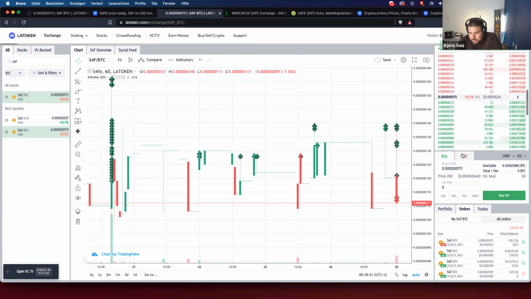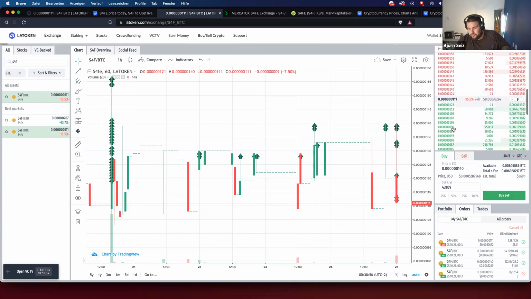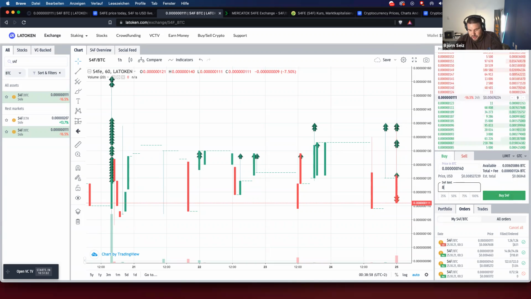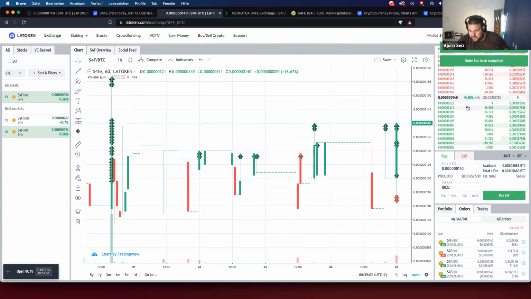Let's put that money back here at a higher price. Let's buy some tokens back. SAFE. Okay, so this is basically the same now. And that's how it is working. That's how the order book plays out.